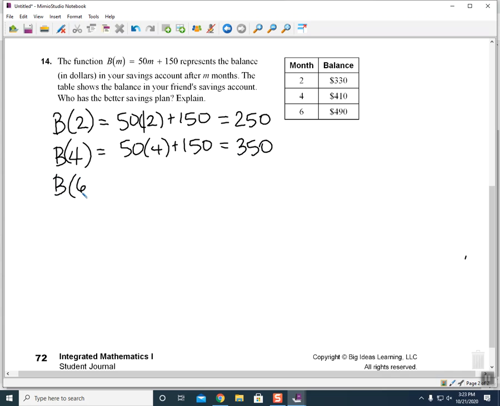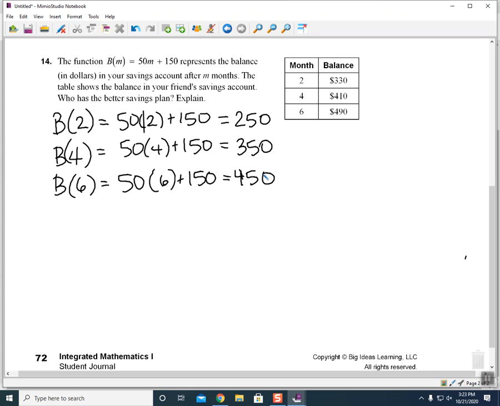b of 6 then, I would have 50 times 6 plus 150, so 50 times 6 would be 250, plus 150 would give me 4. Did I do this right? 50 times 6 is 300. Oh, so it would be 300 plus 150, so 450. I'm like, this doesn't make sense. Okay. Yes, 50 times 6 would be 300.